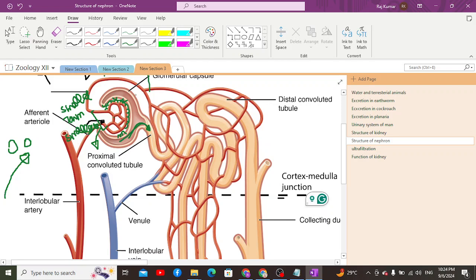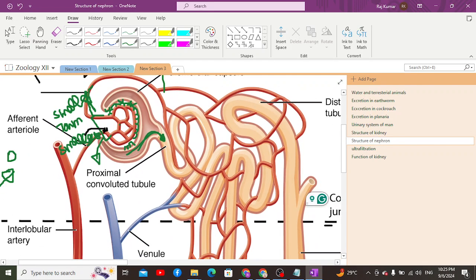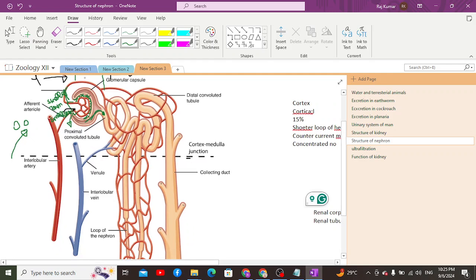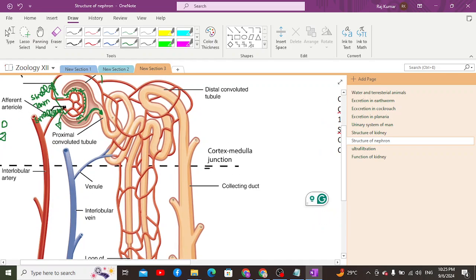On the other hand, the afferent arteriole divides into the glomerulus, and the glomerulus combines together once again to form an arteriole which exits from the renal corpuscle, named the efferent arteriole. That efferent arteriole is further surrounded by the renal tubules, which we are going to discuss further.